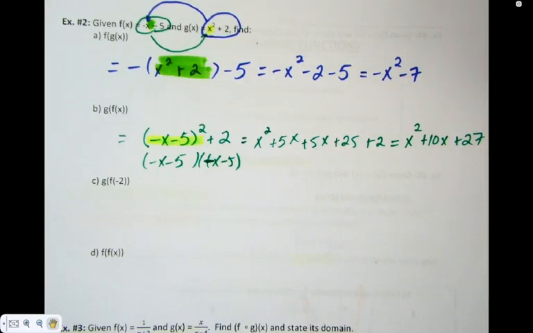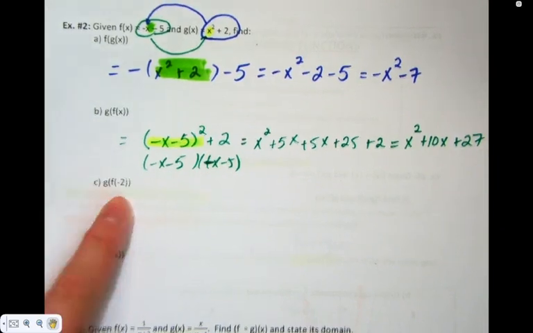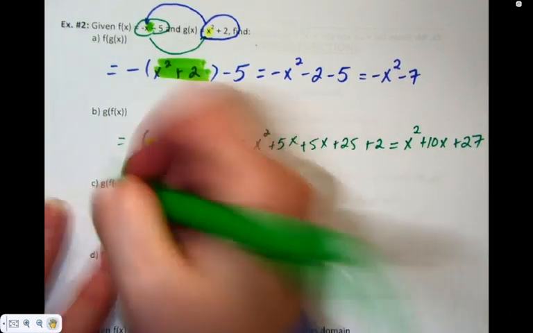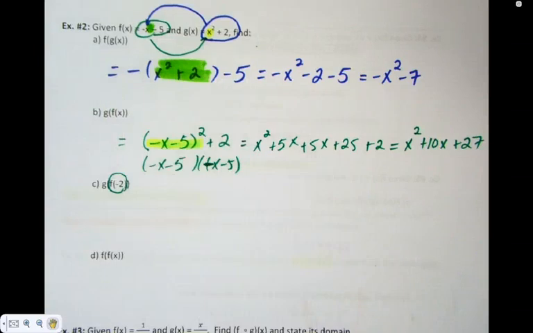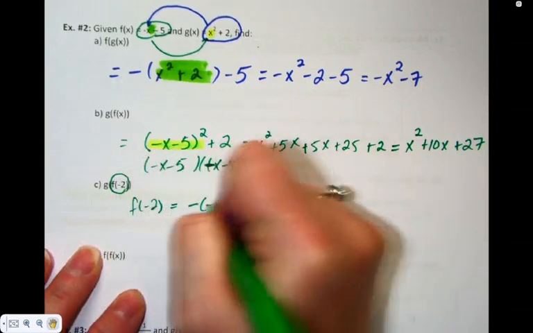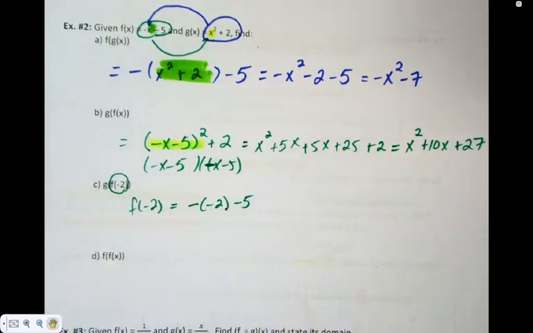Thumbs up. Well, the only difference in C, instead of having an x, I'm going to stick a number in there. This is exactly what we did with the graph. What we're going to start with is just the inside function. What does that mean, f of negative 2? It means go to the f function and substitute in negative 2 for x. So f of negative 2 is going to equal negative 2 minus 5.